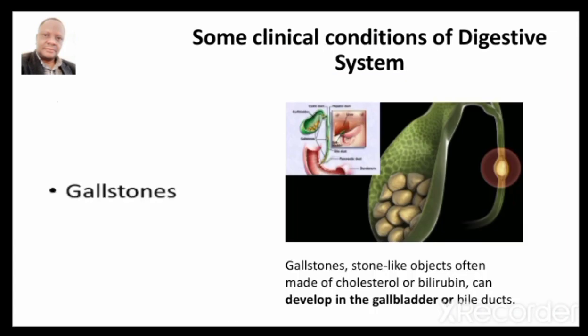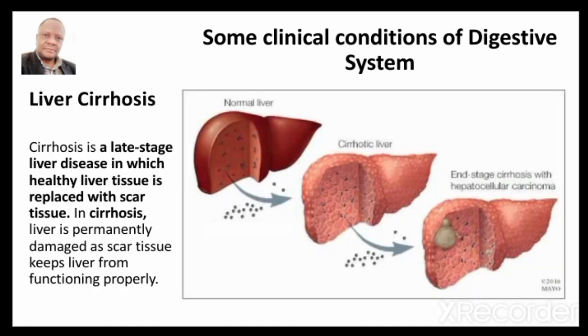The gallbladder can be affected by gallstones. You can see the stone shown inside the gallbladder as well as in the bile duct. Gallstones, stone-like objects often made of cholesterol or bilirubin, can develop in the gallbladder or bile duct, and it gives sufferers a lot of concern because it's a painful condition.